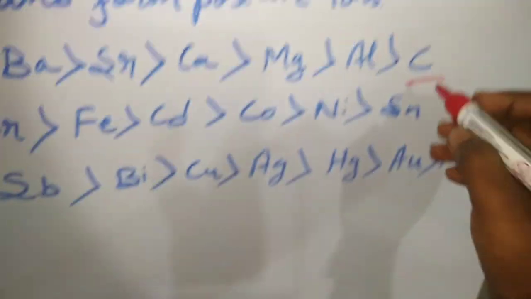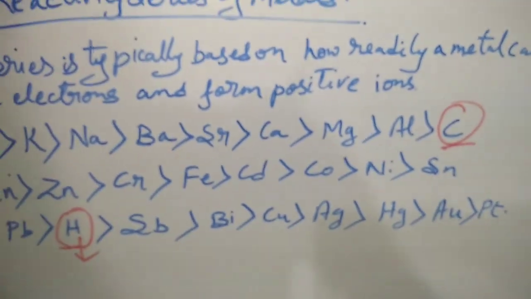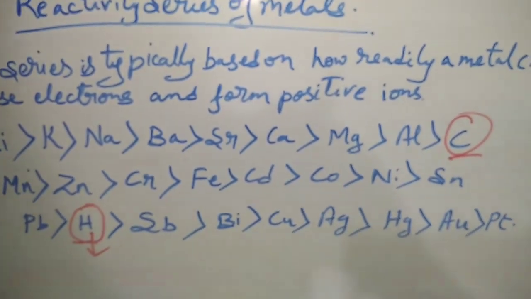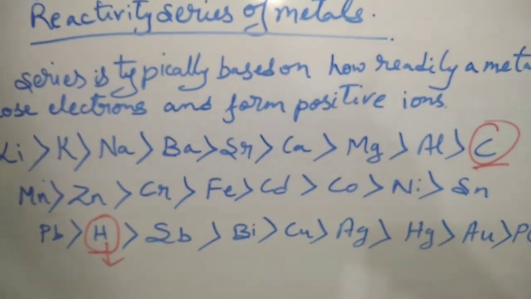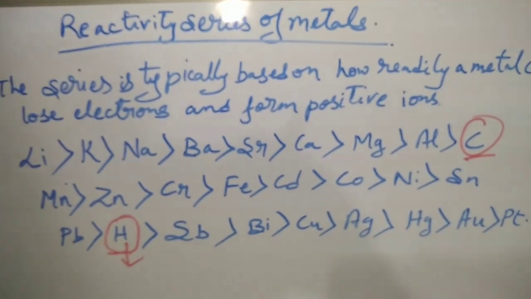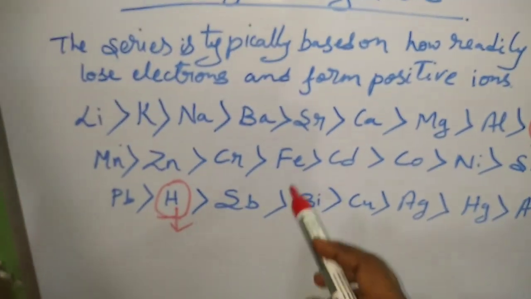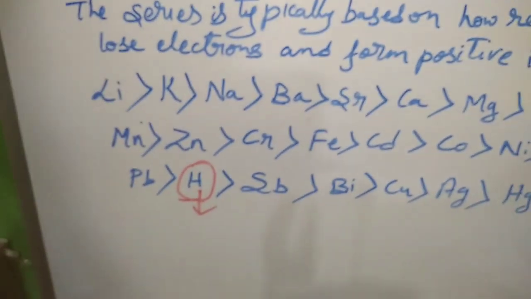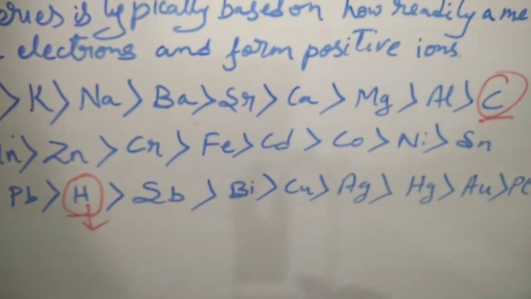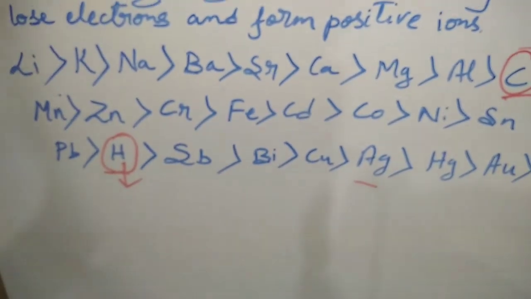Okay, now you may ask me why carbon. See students, both carbon and hydrogen, maybe they are non-metals, but have the tendency to behave like a metal in these chemical reactions. That means they can displace other elements. See, carbon can displace iron or zinc, and hydrogen has a tendency to displace copper, silver. Okay students, understand?